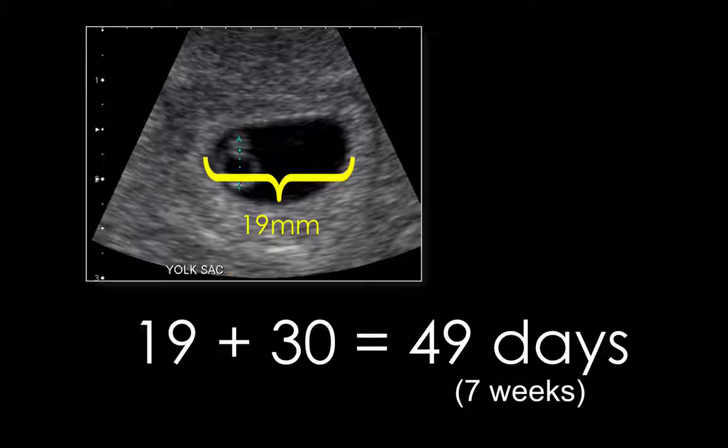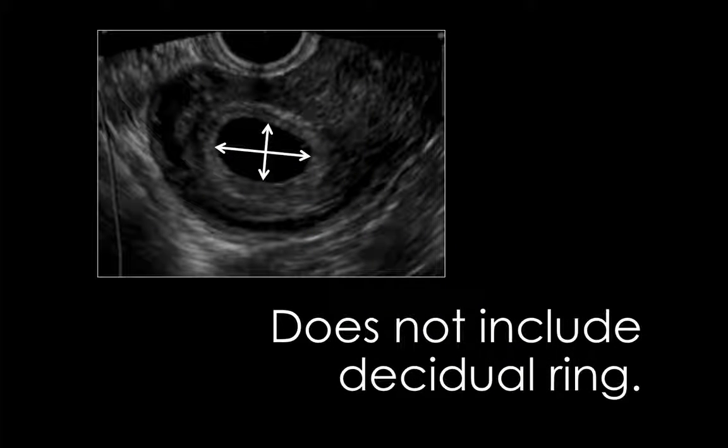Therefore, 19 plus 30 equals 49 days, or 7 weeks gestation. Of note, when measuring the gestational sac, you do not include the hyperechoic rim of trophoblastic tissue in the measurement.